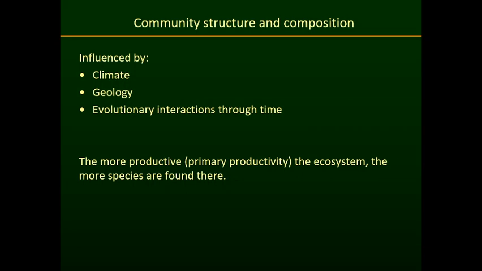Another important fact is that communities that have higher levels of primary productivity, so that's a term from your ecology class a couple of classes ago, higher levels of productivity means that you're going to have more species there. So more plant growth means that you're going to have more animals living on those plants, more plant species, more animal species, etc. So that's a general trend we find around the world.